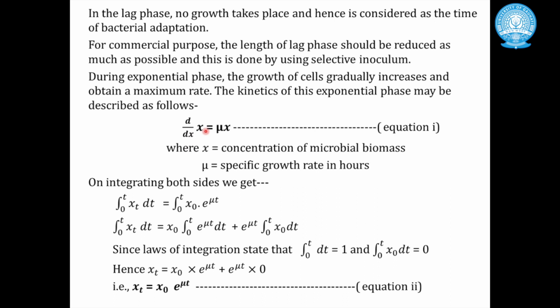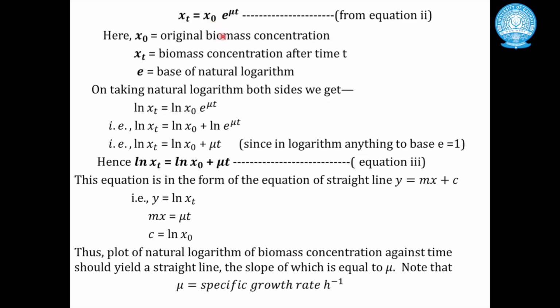So what you need to do, if you integrate both sides of dx/dt equal to mu x, you come to an equation which is xt equal to x naught e to the power mu t. This equation is very important because it suggests certain parameters. Here x naught is the original biomass concentration, xt is the biomass concentration after time t, and e is the base of natural logarithm.